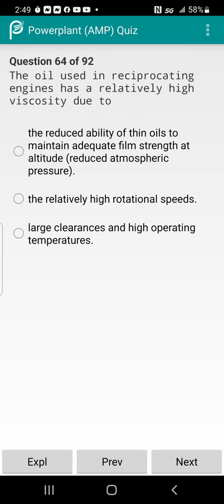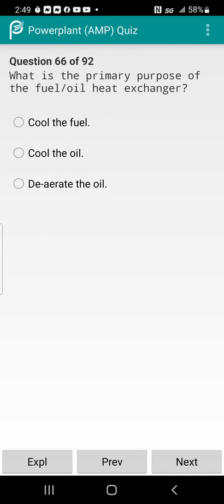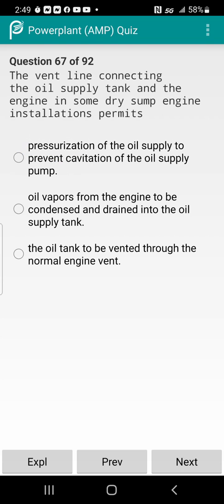The oil used in reciprocating engines has a relatively high viscosity due to large clearances and high operating temperatures. What is the purpose of the last chance oil filter? To filter the oil immediately before it enters the main bearing. What is the primary purpose of the fuel oil heat exchanger? To cool the oil.